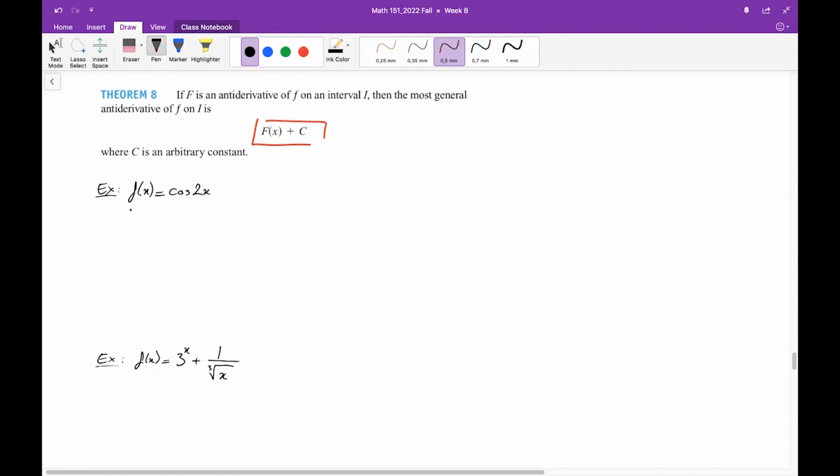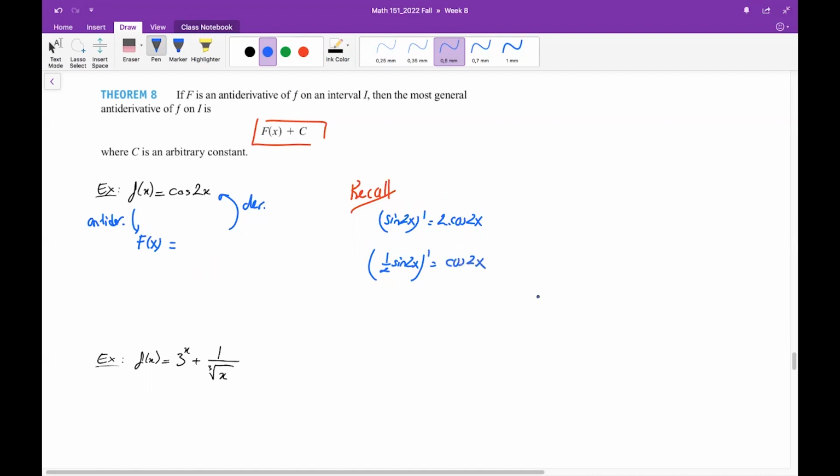Example: this time our function is f of x equals cosine 2x, and I want to search for the general antiderivative function of it. So tell me a function whose derivative is cosine 2x. What should that function be? Maybe we can put a small recall here. The derivative of sine 2x is in fact cosine 2x times 2 because of the derivative of the inside part. That's why, if you want to get rid of this extra constant 2, you need to put a 1/2 in front of your function so that this 2 is gone, so that you have just cosine 2x in your derivative.